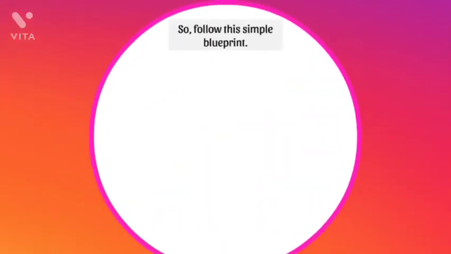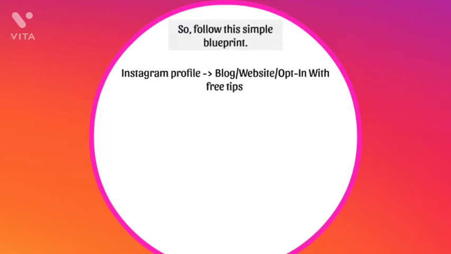So here's a basic blueprint that you can follow. From the Instagram profile, I recommend that you direct them to either a blog, your website, or an opt-in with free tips. So you're still trying to build their trust. It's still semi-cold traffic. If you send them to a blog with more content, more free information, then that's going to gain their trust. They're more likely to want more, right? Or if you're a brand, you can send them directly to your website and they can buy the products.